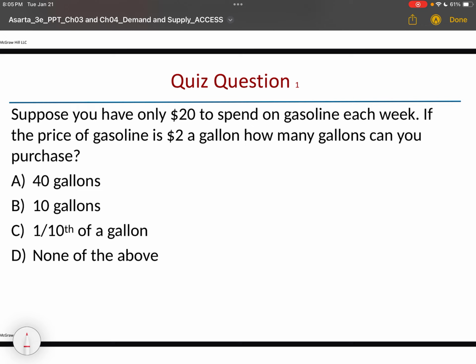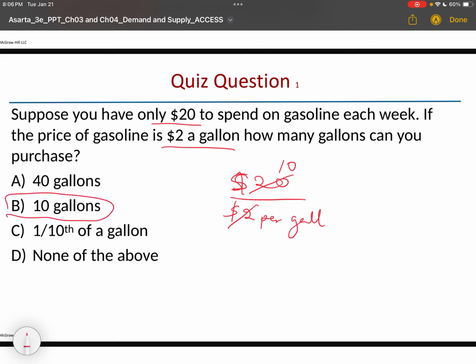So this is an interesting quiz question. You have $20 to spend on gas per week. Price of gas is $2 a gallon. So you can buy, how many can you buy? Well, $20 is your income. We are going to divide that by $2 per gallon. So you can buy 10 gallons. You see, so the answer is B.